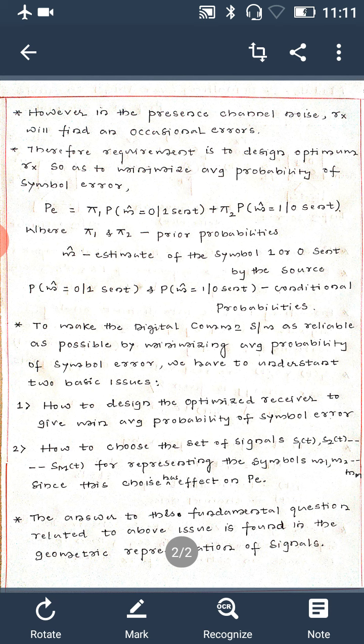The answer to this fundamental question, which is related to the above two issues, is found in the geometrical representation of signals. This geometrical representation of signals will be discussed in the next lecture.